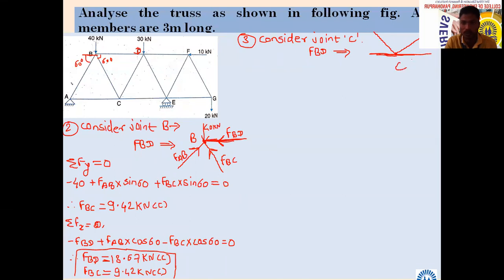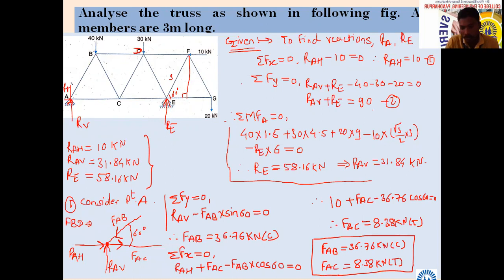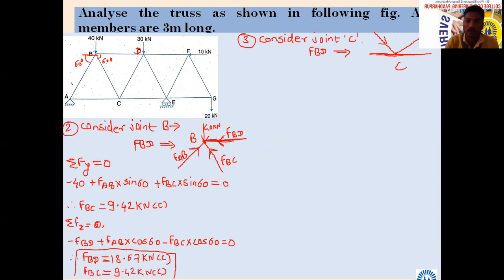So point C. What is the force in member BC? It is compressive, so it will be towards the joint. Is it correct? Then AC. Whether we have found force in AC? Is it compressive or tensile? Tensile. So here I will write FBC first, and here tensile means away from the joint. FAC we found out, and FBC also we found.